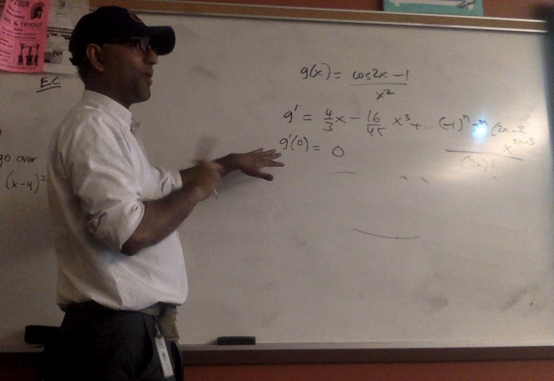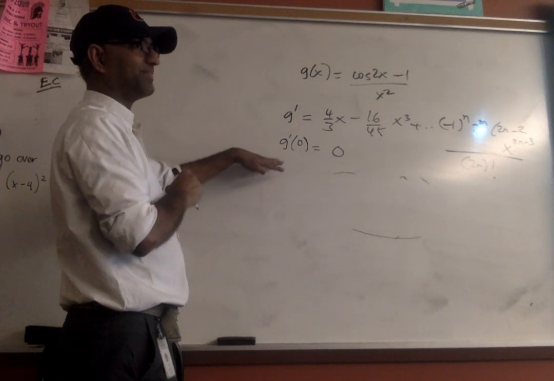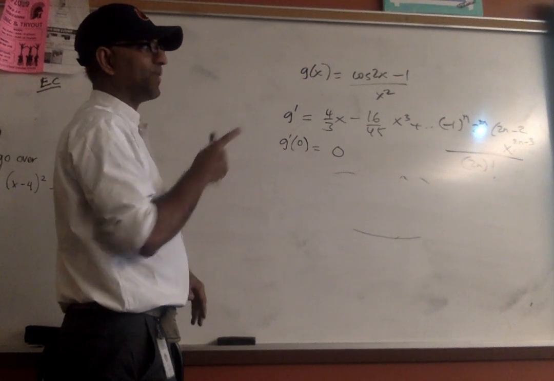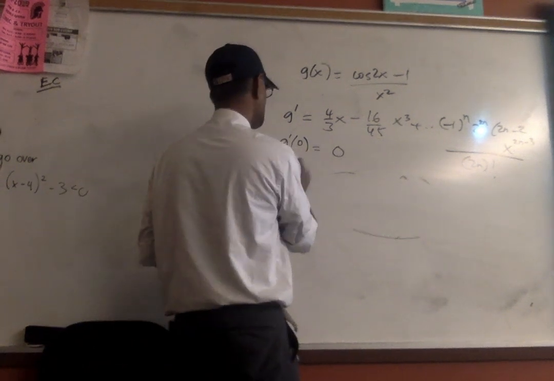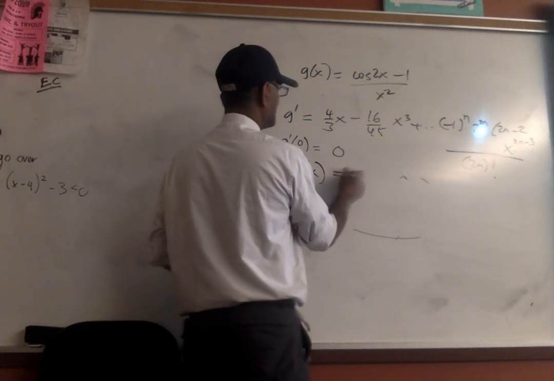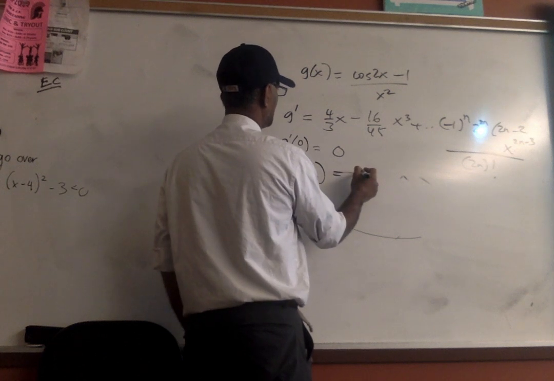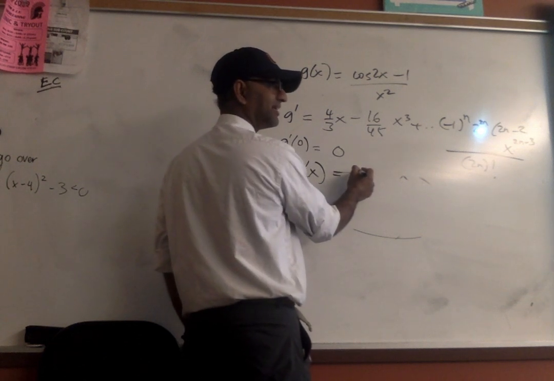So far, we just have a critical point. G dash is 0, or an extrema. So what should we do to determine whether it's a max or min? The second derivative. So g double dash of x, which is, why negative? No, it's just 4/3.